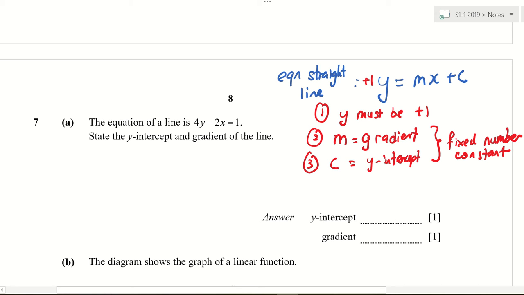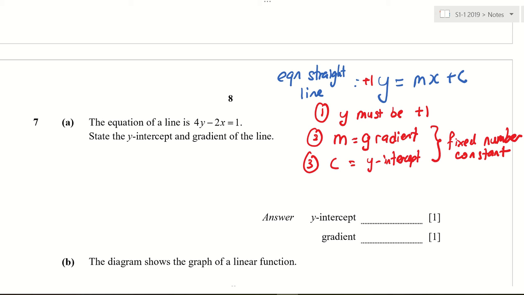For this question, the x and y can change. The x and y will change, but the values of m and c will stay the same. Okay? Now I will solve this question, and then after that we will try and draw out this question to give you an idea what these two mean. Now let's start. This one means I need to convert this into the format y equals to mx plus c.